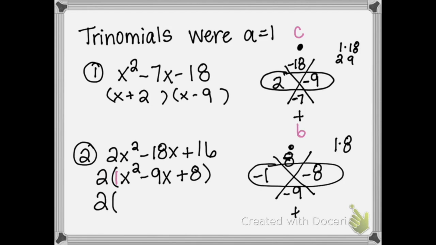GCF is still part of the problem, so this is going to be x minus 1 and x minus 8.